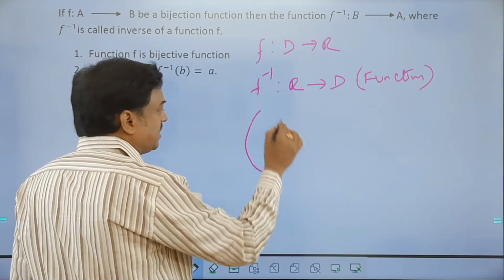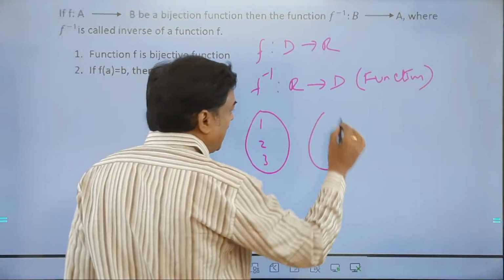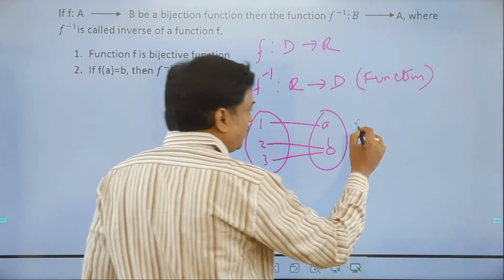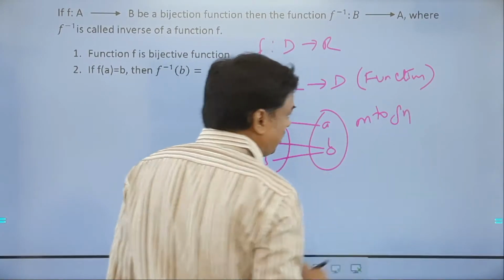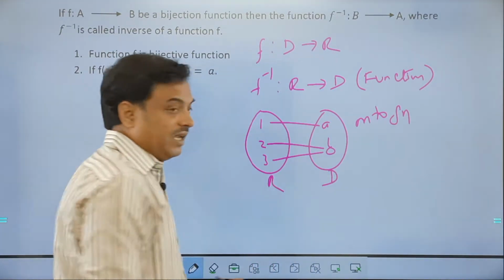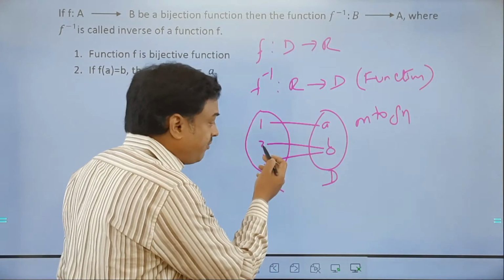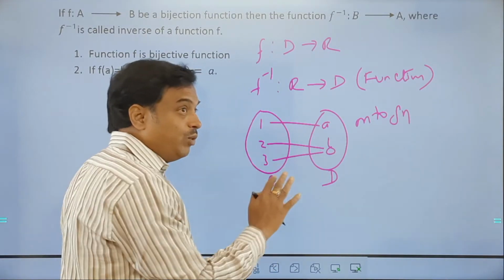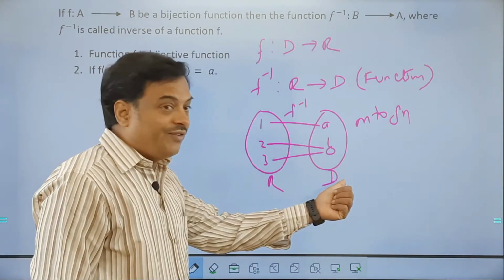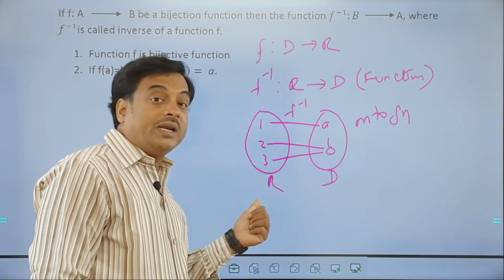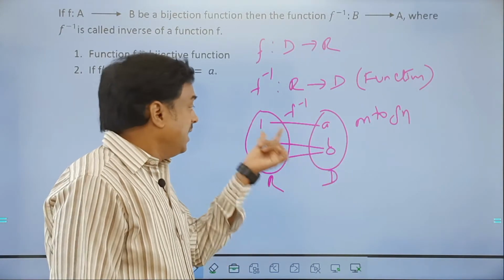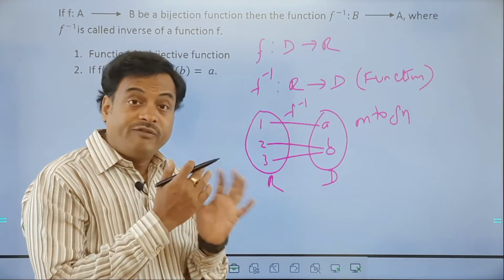Now for an instance, for example 1, 2, 3 and we have a and b here. This can be called an onto function, correct? This is an onto function if you remember. Now if I consider this as domain and this as range, B has two images in that case. What I am doing, please understand, when I am saying f inverse, the position of range becomes domain and the position of domain becomes range.